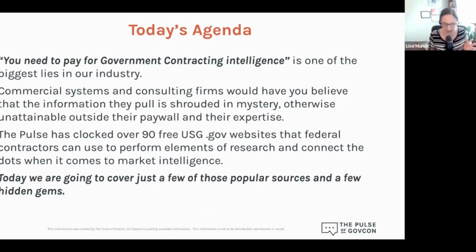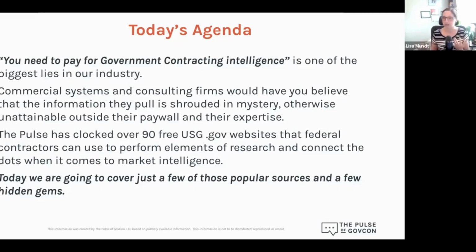What are we going to be talking about today? We like to say that when people say there's a need to pay for government contracting intelligence, we think that's one of the biggest lies in our industry, because there are so many available data sources out there for free that you can use to find market intelligence. You just have to be smart about it. You have to be a little creative.